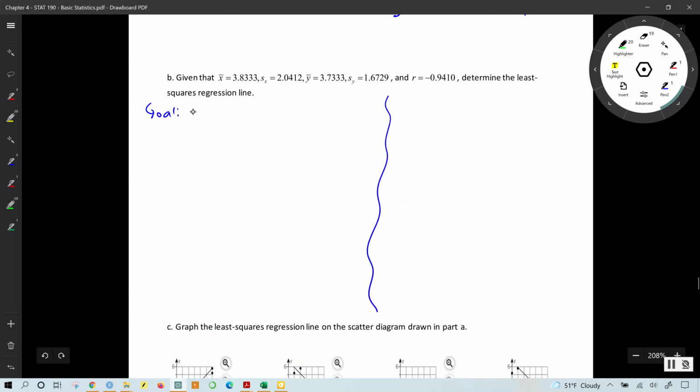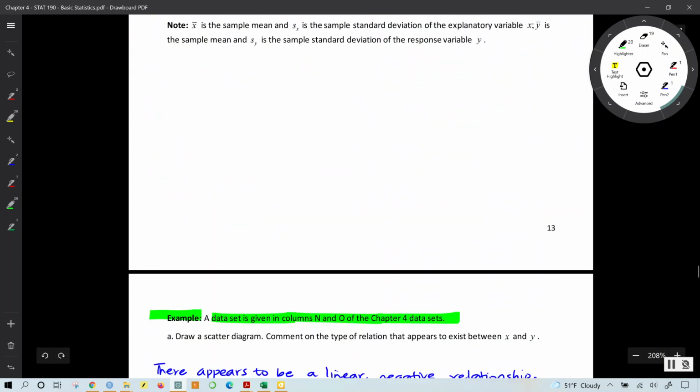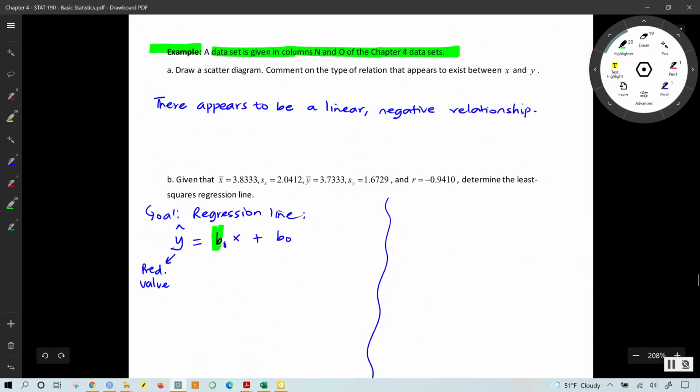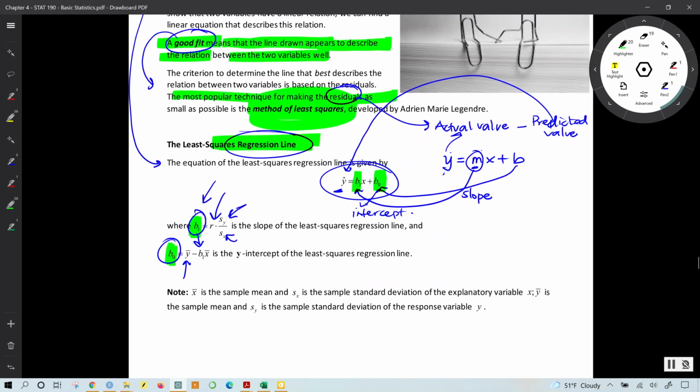My goal is to get the least squares regression line that will ultimately look like this, the predicted value. It is going to be beta 1 x plus beta naught. And as you can observe, that matches what we have earlier. And in particular, I need to use the formula for beta 1. So beta 1 estimated is r times the standard deviation of y divided by the standard deviation of x, which is what we had earlier, right here.